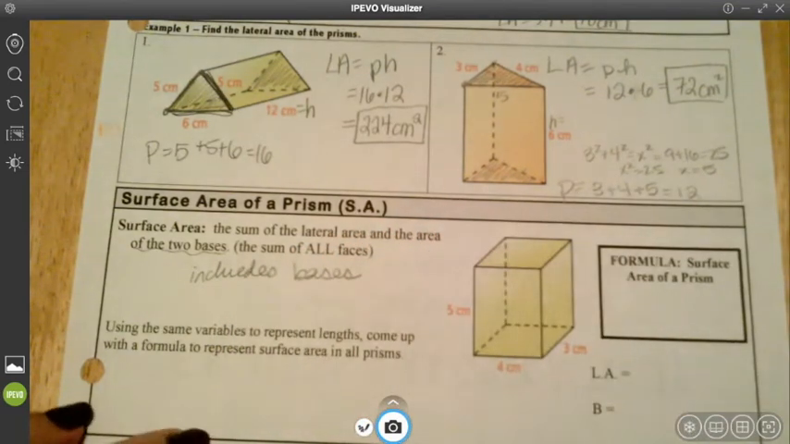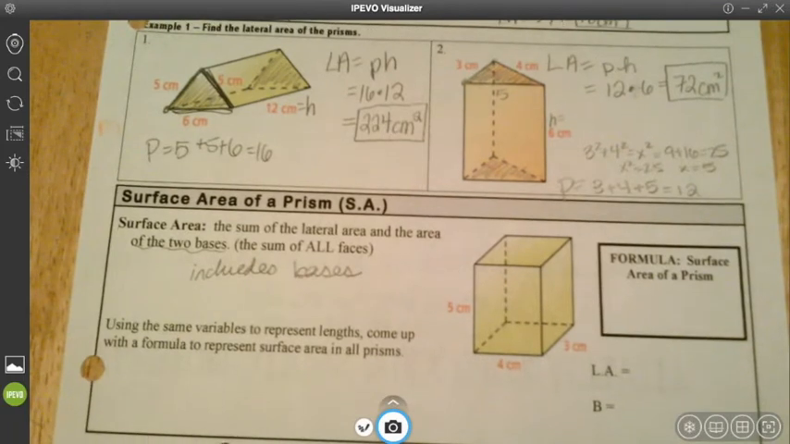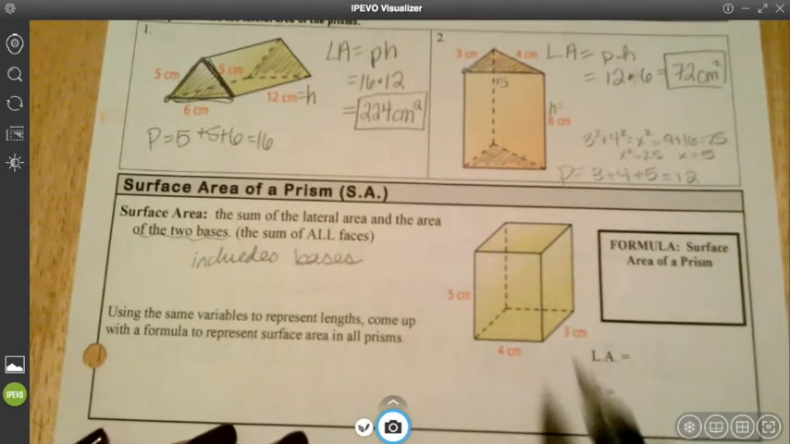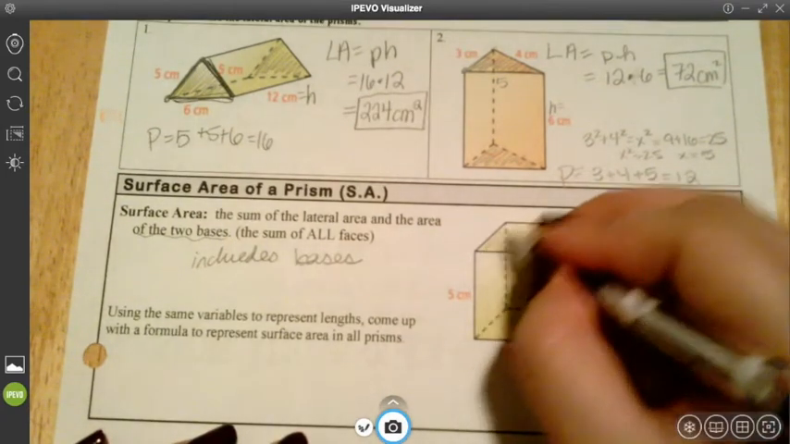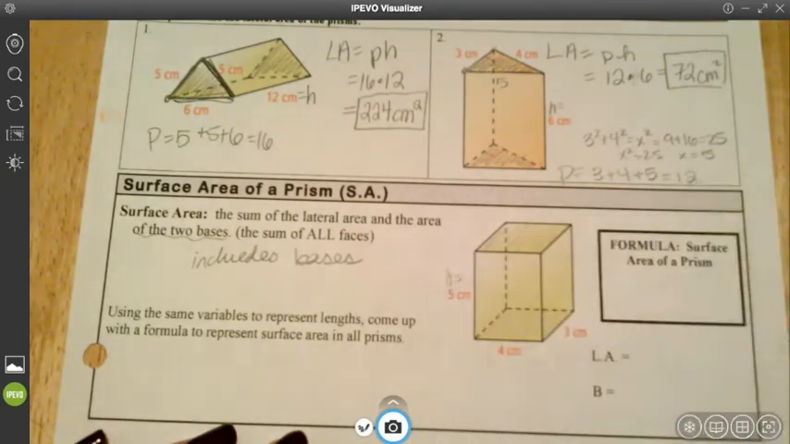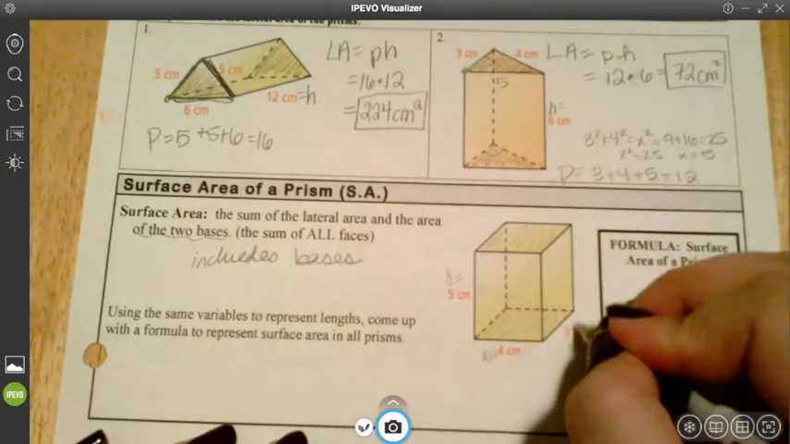That's the difference between lateral area, which is just the sides, and surface area, which is the whole thing. So to find the surface area, we're going to use the same shape as before. If I call these my bases, this is my height. We can call this a width, and we can call this a depth.